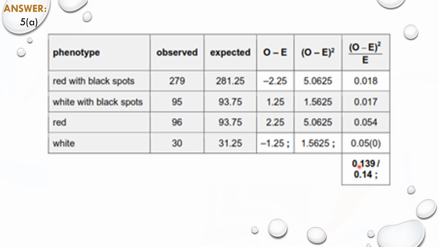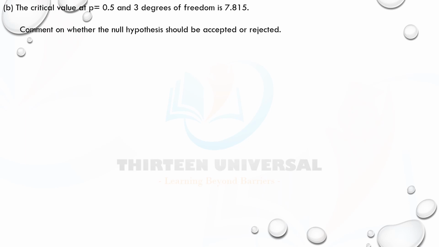You have this, so 0.14 approximately. Okay, so let's say the critical value at P 0.05 and 3 degrees of freedom is 7.815. Comment on whether the null hypothesis should be accepted or rejected. So how do you make this decision, guys?